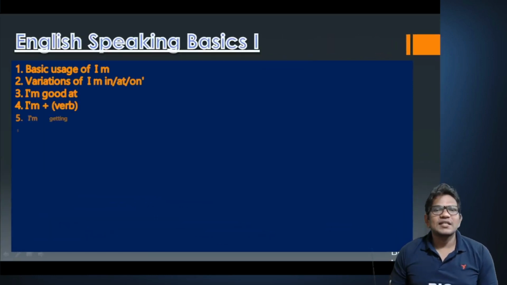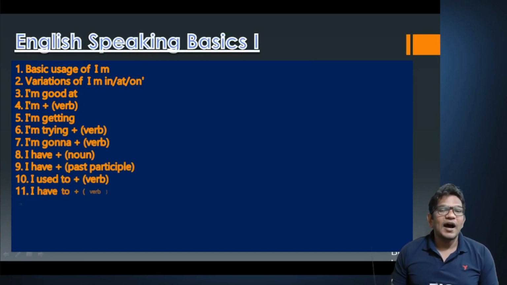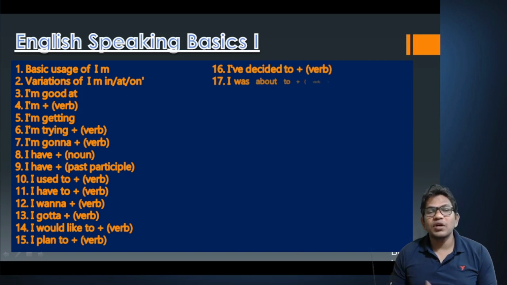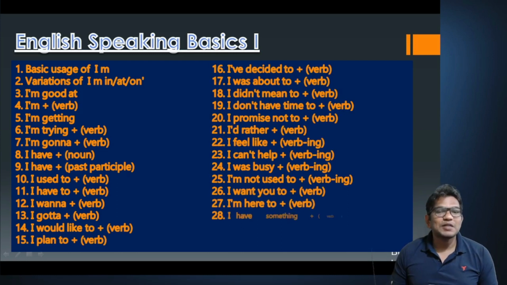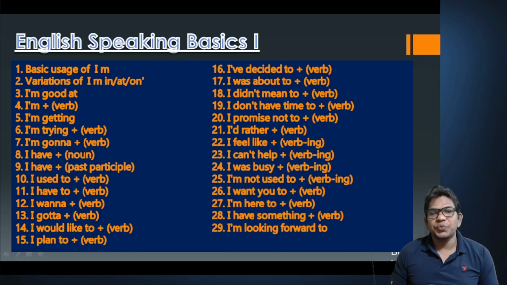Have a look here. Basic usage of I am in, I am at, I am good at, I am plus verb, I am getting, I am trying, I am going to, I have plus past, I used to, I have to, I wanna, I am going to, I would like to, I plan to, I have decided to, I was about to, I didn't mean to, I don't have time to, I promise not to, I would rather, I feel like. Similarly, we have a total of 29 lessons here. We'll discuss these one by one in detail. So guys, let's start with the first, the basic usage of I am.